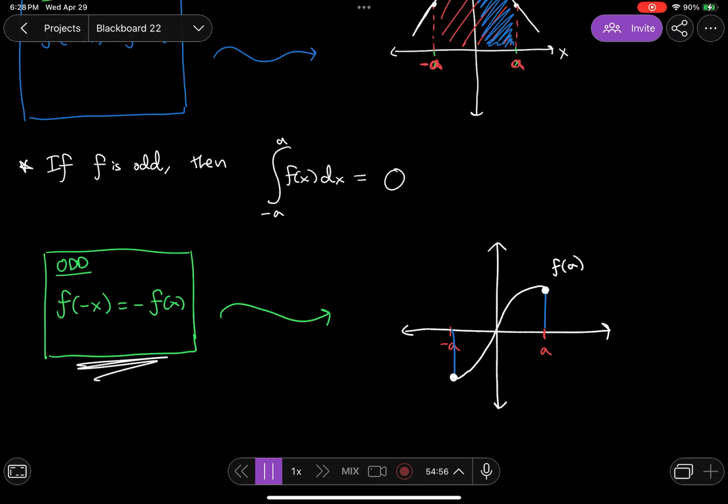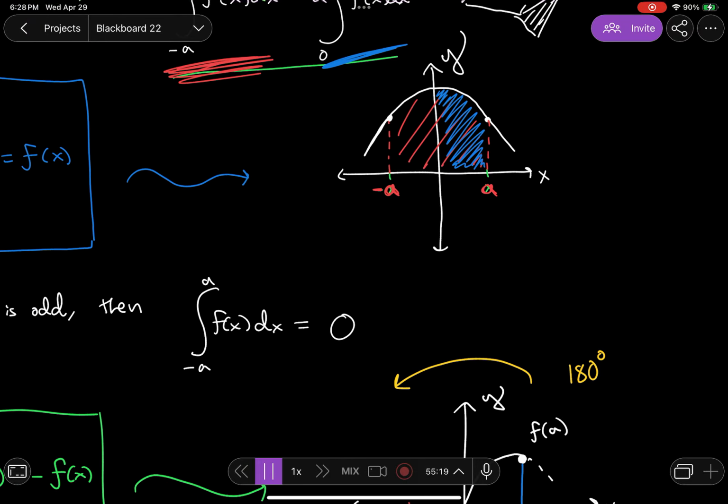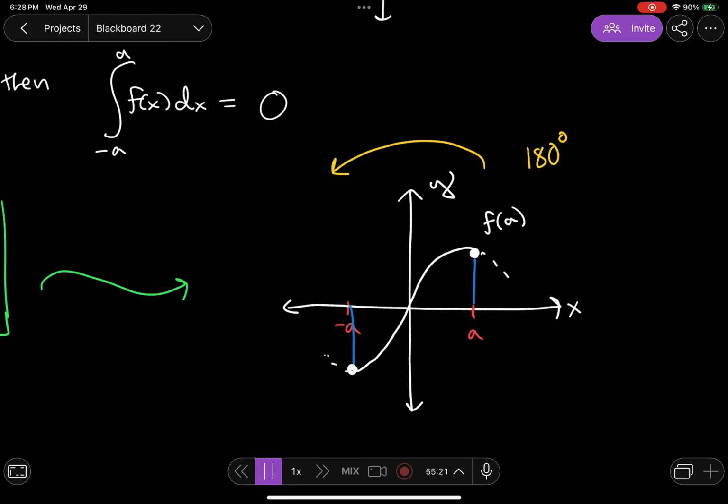And what we should notice here is that this is simply a 180-degree rotation, right? If I were to simply spin my XY graph 180 degrees, then my function is going to land back on itself, right? By the way, a few examples of, well, let me kind of come up with this result first.